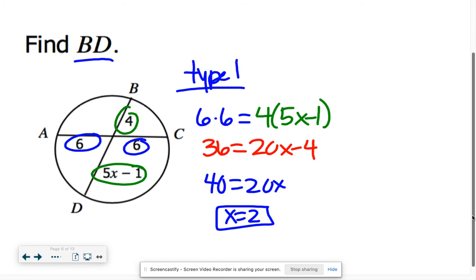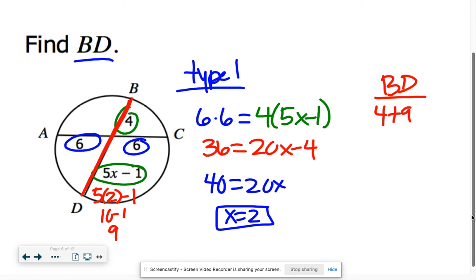But that's not what we wanted. We want to find the length of BD. So if you plug in here, 5 times 2 minus 1, 10 minus 1 is 9. BD would be this whole length here. So 4 plus 9, you guys, is what?